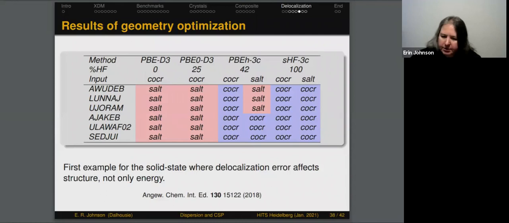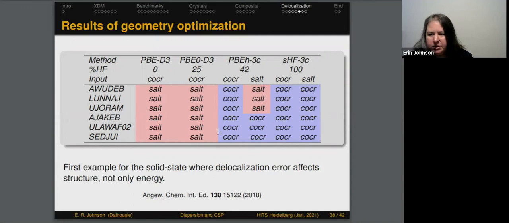So with either the PBE GGA or the PBE0 hybrid with 25% exact exchange, we performed calculations on all six of these molecular crystals starting from the experimental reference structure, and in all cases found that the optimization converged to the organic salt resulting from proton transfer. With the PBEh-3c hybrid, which has an increased amount, 42% exact exchange, we now found that geometry optimization from the experimental co-crystal structure would recover the co-crystal.